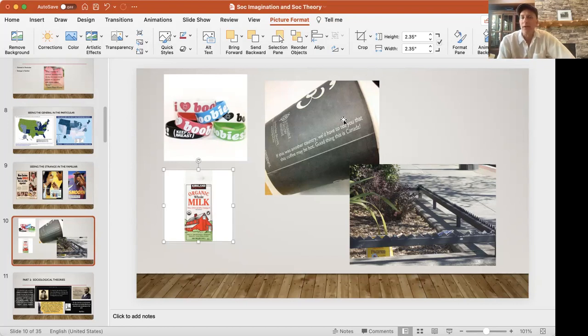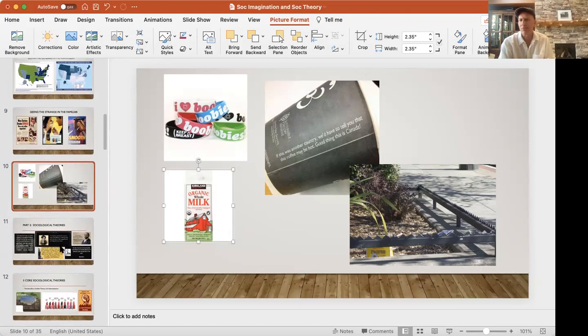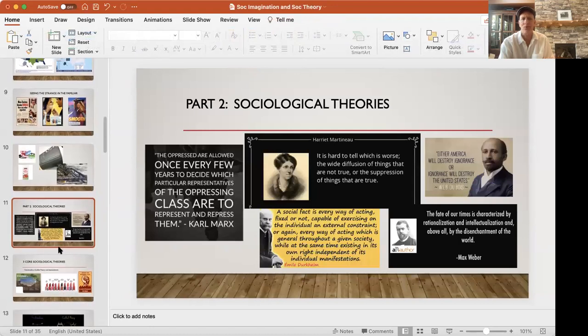Anyway, so it's just sort of another example. This cup here, if this was another country, we'd have to tell you that this coffee may be hot. Good thing this is Canada. Culture, right? Culture, like what do we see things in terms of culture?